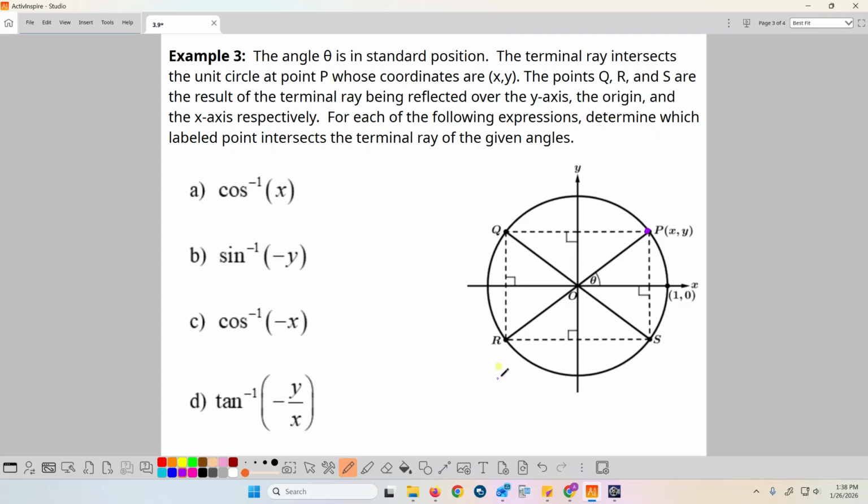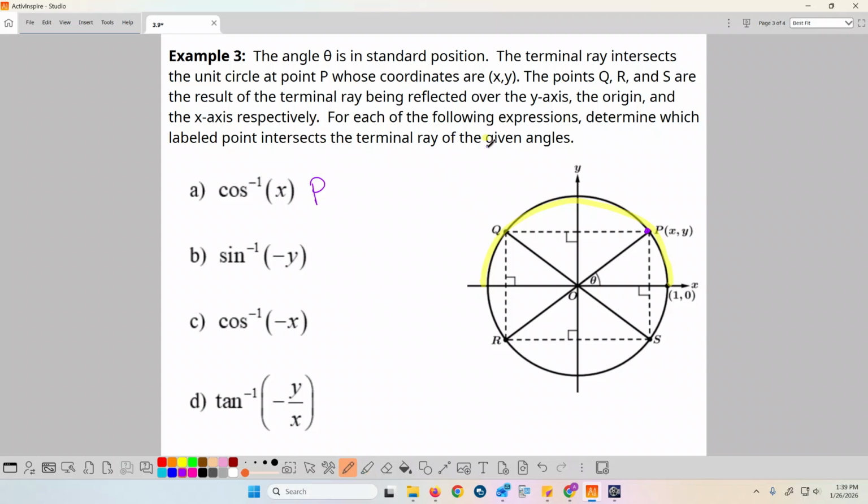So here I'm seeing the arc cosine of x. Well, let's think about this. Arc cosine of x had this restricted region right there. And it says arc cosine of x. I don't see any negatives there. I don't see any reflections, which means that I'm going to keep that point exactly where it is in this region without making any reflections. That should be point P.